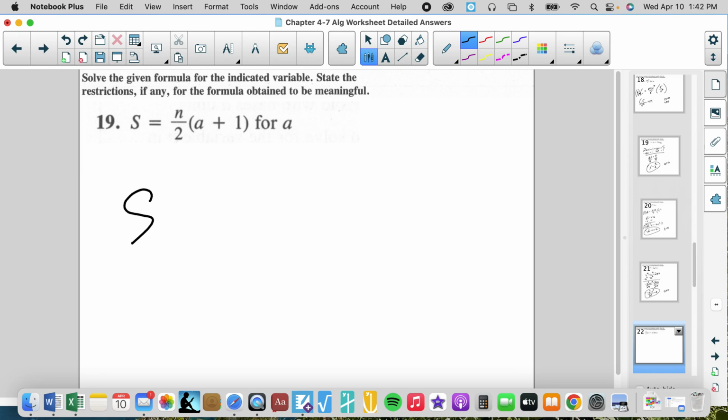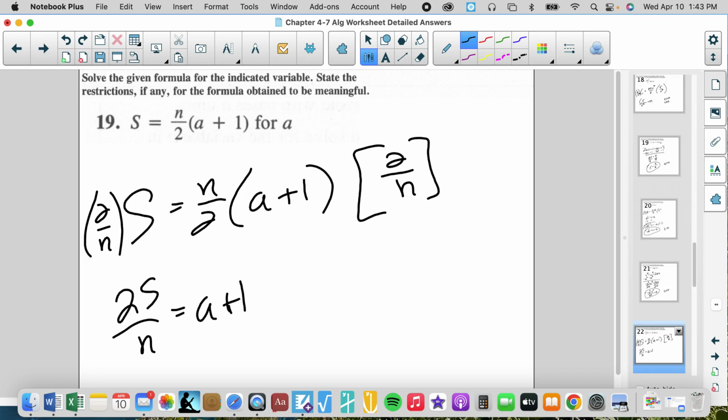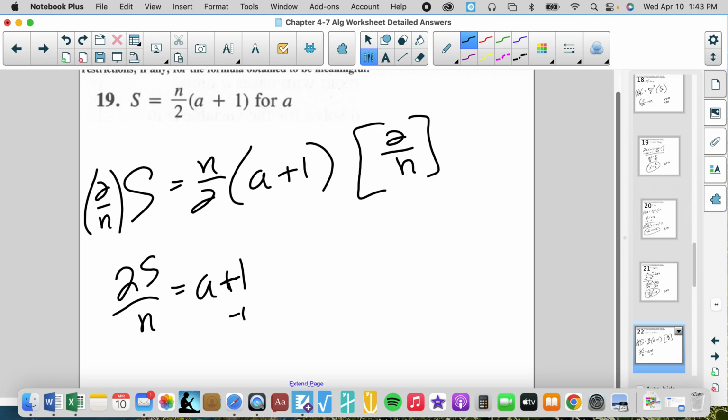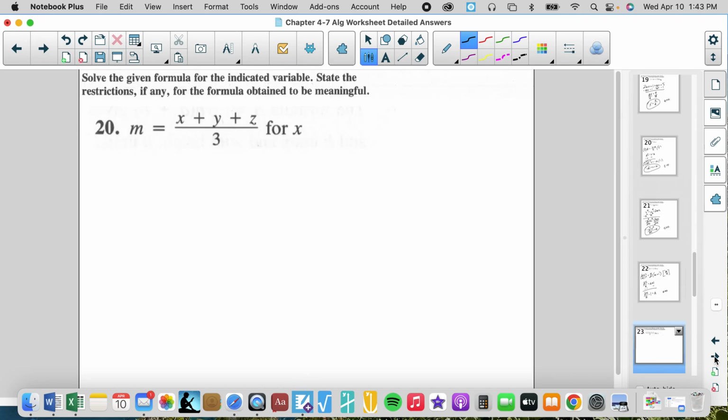Solve for A. N equals 2A plus 1 over S. We can't get into the A. We got to get rid of that N over S. The inverse is S over N. You get 2S over N equals A plus 1. Parentheses are gone. Subtract 1 from both sides. 2S over N minus 1 equals A. And N is the only value that can equal 0. It's the only variable that is in the denominator throughout the problem.